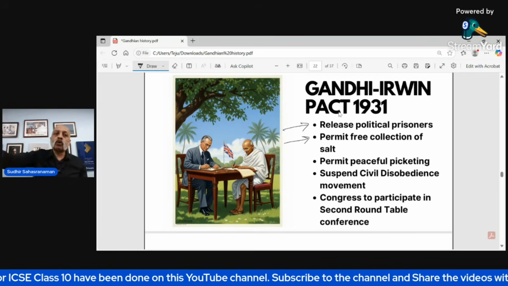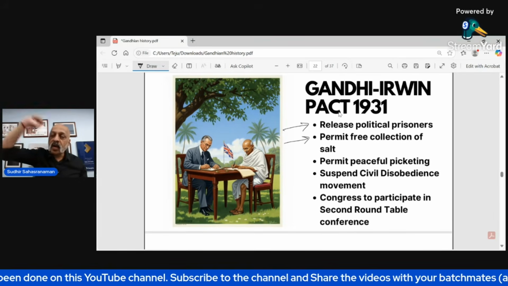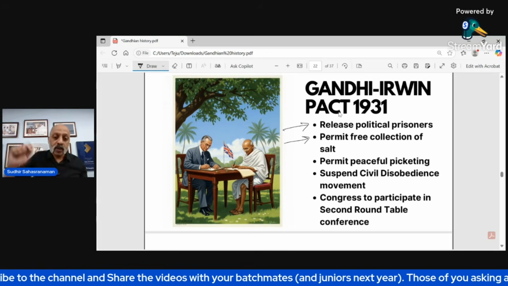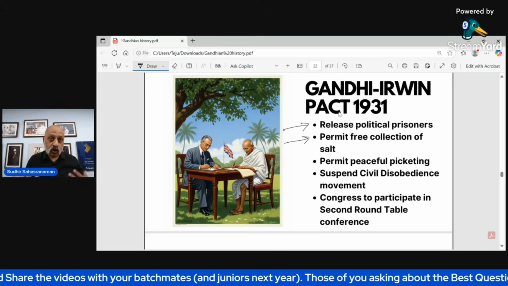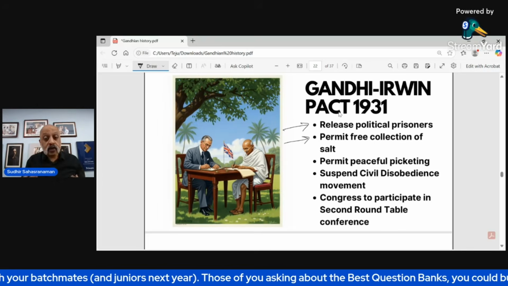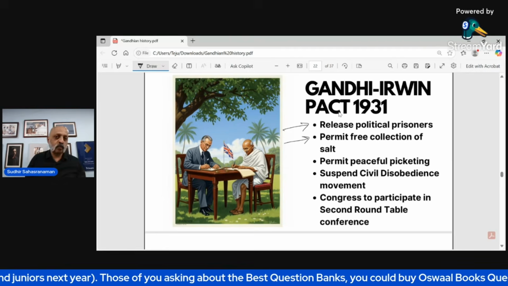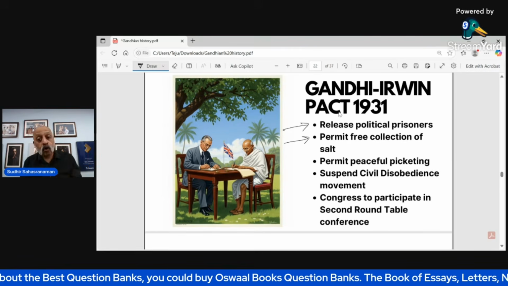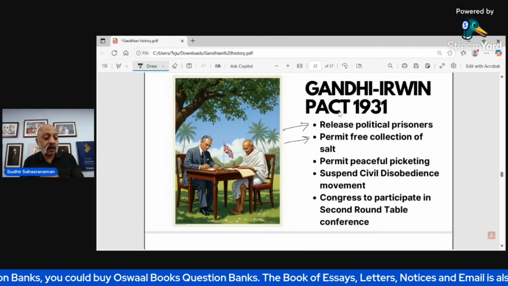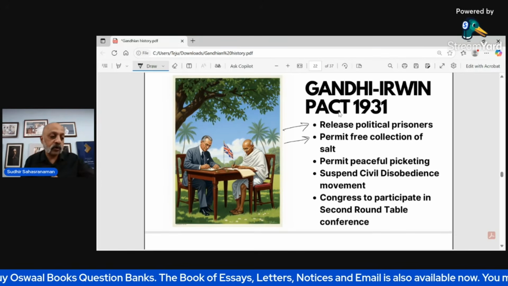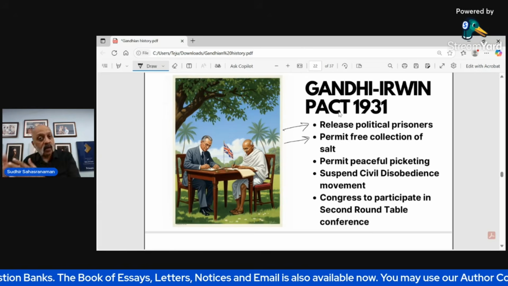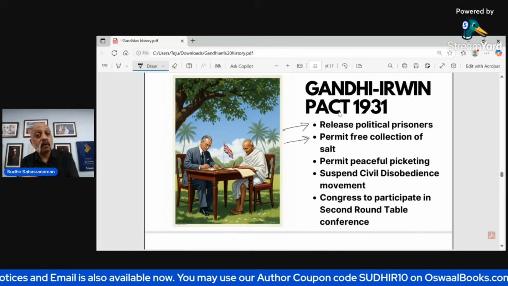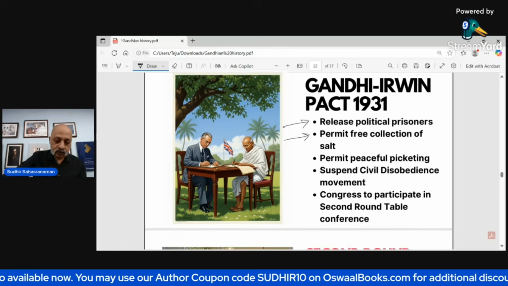They allowed peaceful picketing of liquor shops and any shop selling foreign cloth. Picketing means you go outside and protest, raise slogans against any shop which is selling foreign cloth or any liquor shop. The Congress on its part agreed to suspend the civil disobedience movement. And Congress decided to participate in the second roundtable conference, which was going to take place in London in the last 3 months of 1931. And Mahatma Gandhi was to be the representative of the party.